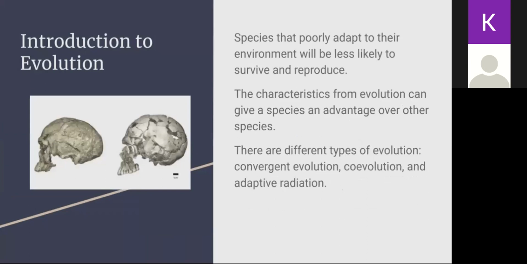Continuing on, species that poorly adapt to their environment will be less likely to survive and reproduce, and the characteristics from evolution can give a species an advantage over other species. There are several different types of evolution that we're going to go over.